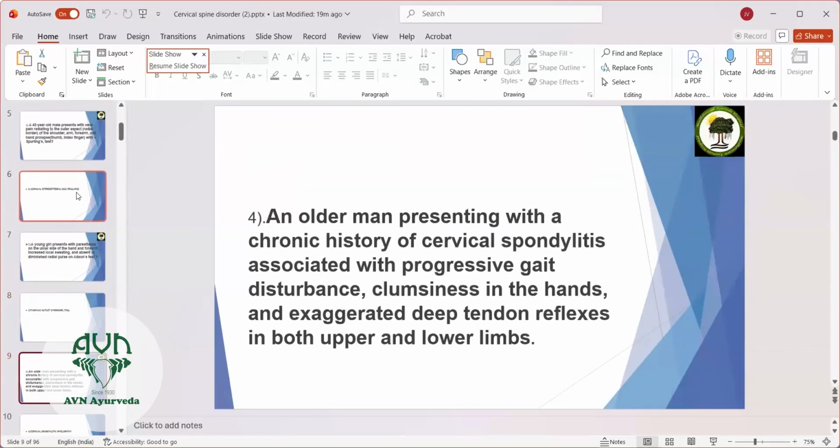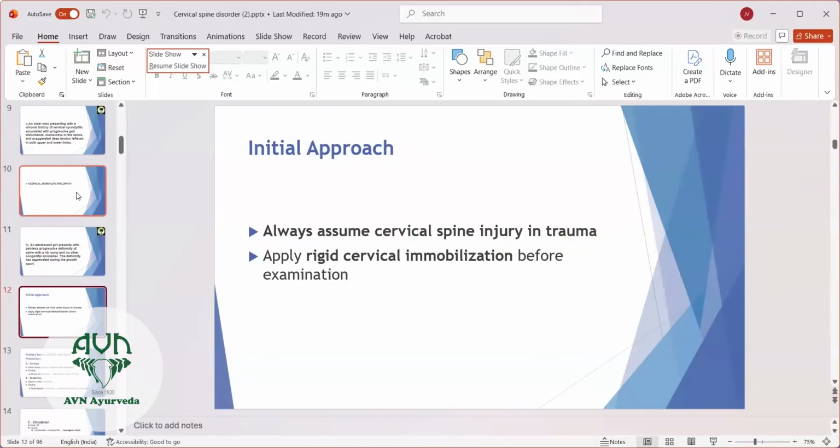What is the diagnosis? An older man presents with a chronic history of cervical spondylitis associated with progressive gait disturbance, clumsiness in the hand, and exaggerated deep tendon reflexes in both upper and lower limbs. We'll answer these scenarios at the end of this session.